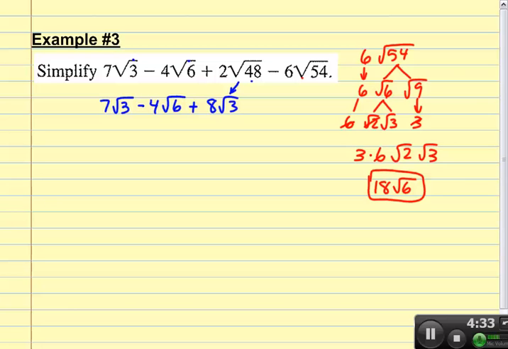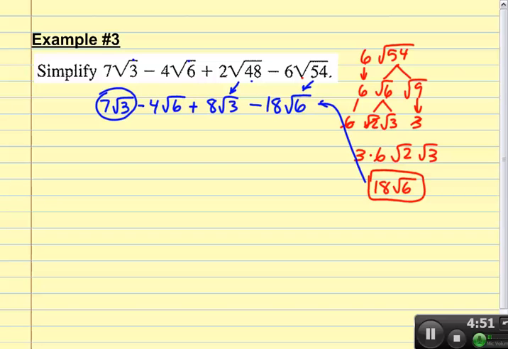So now, when I go back up here, I'm going to write minus not 6 times root 54, but 18 times root 6. Okay? All right? That's what that turned into. Okay. Now, I've still got 4 terms.